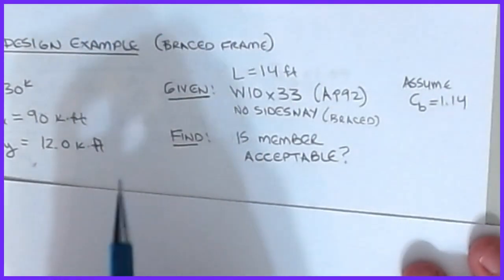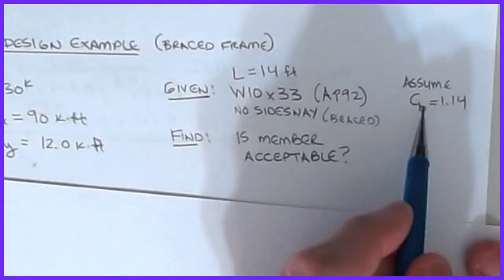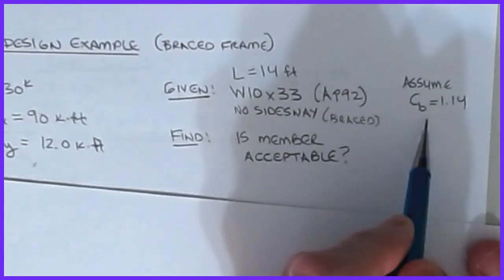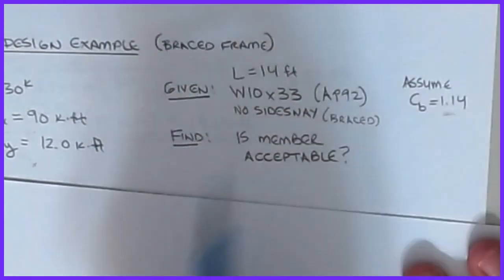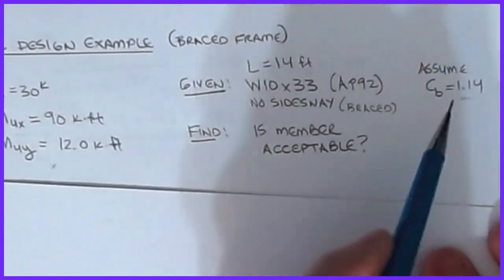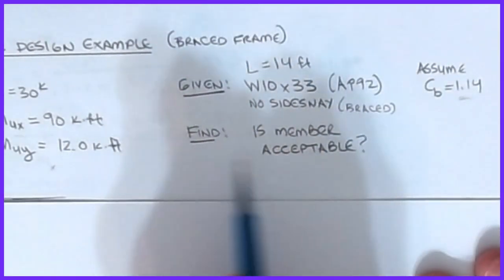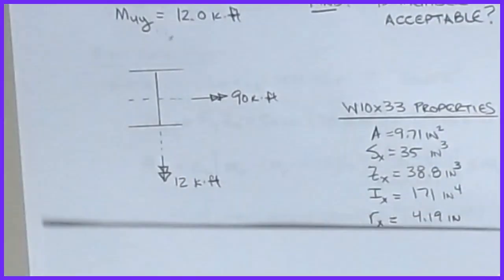Now, since we don't have a whole lot of information about the loading characteristics of the part of the frame that he's with, we're just going to arbitrarily assume that CB is equal to 1.14. This is a pretty low value, okay? And that's fine. But again, just for the sake of this example, however you calculate CB, if you knew it, okay? So what we want to find then is: is this member acceptable?